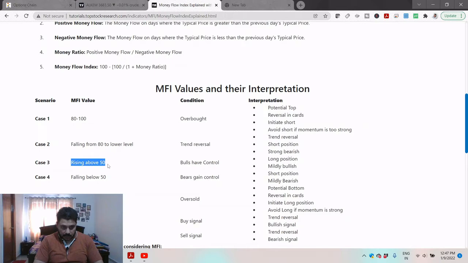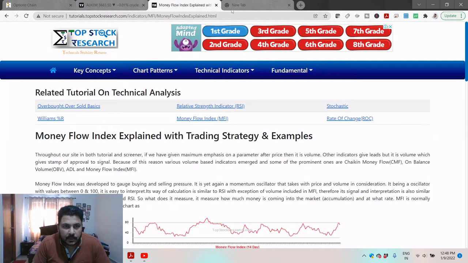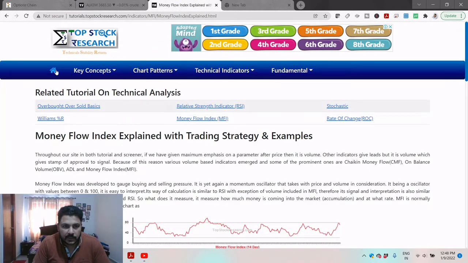So what do we use? We use rising above 50, where bulls have the control. That means the momentum has already started in this kind of stocks. So let's use this. How do we find stocks using the money flow index? Let's try to find that.